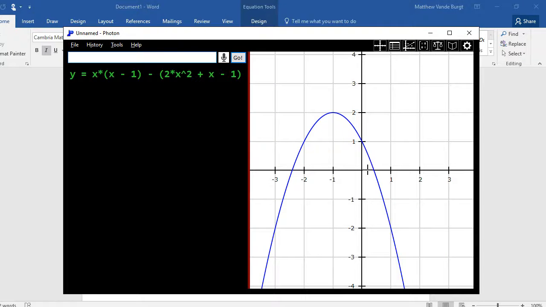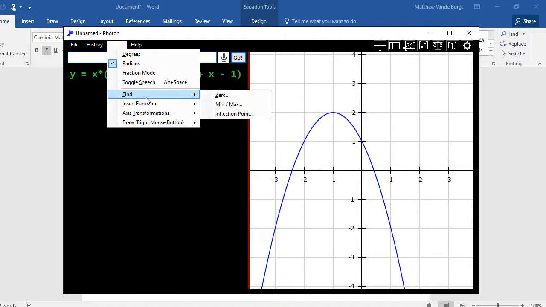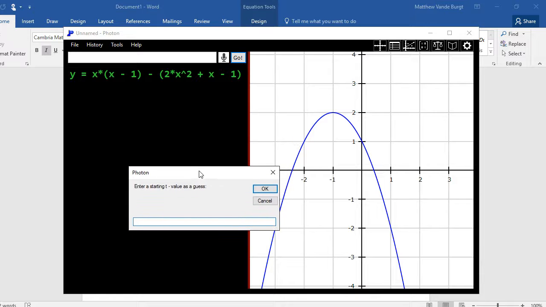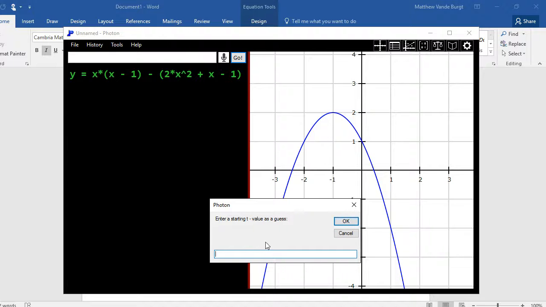Well, how do we find x-intercepts? Easy. Just click on Tools, go to Find 0. So you're finding where y is equal to 0. Click that, and then we need to enter a starting value for a guess, because there are two solutions, and we need to know which one we're next to. So I'm going to get the negative one first. I'm just going to say -3, because that's reasonably close to this value right here.